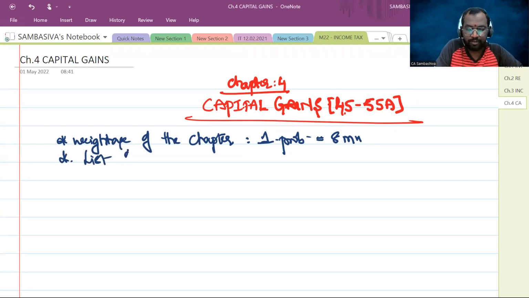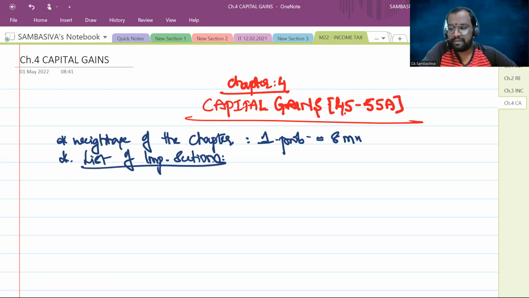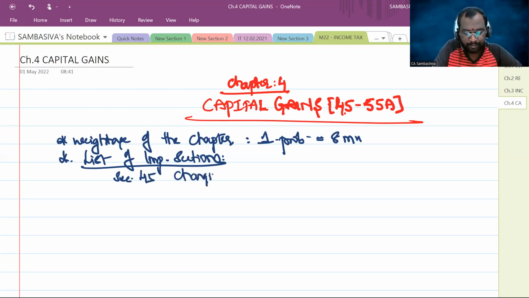List of important sections from this chapter. If you remember, sir, even under the head income from house property, first we have seen the list of important sections and then we have discussed about the remaining sections. Yes or no, sir? So the list of important sections, as usual, the very first section, what is that? Charging section. Section number 45. And then section number 47 discussed about exceptions to transfer.